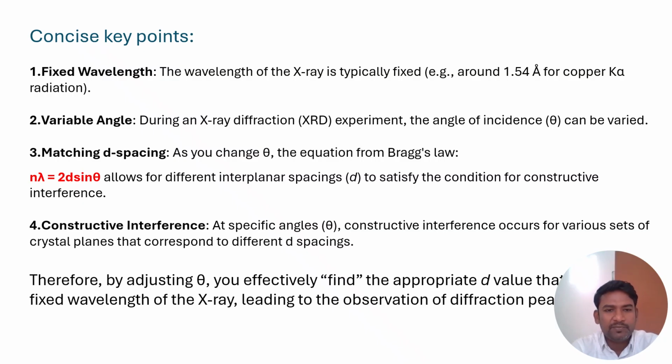And the last key point is constructive interference. At a specific angle, constructive interference occurs for various sets of crystal planes that correspond to different D spacings. Therefore, by adjusting theta, we can effectively find the appropriate d value for the fixed wavelength of X-ray, leading to the observation of diffraction peaks. So with this, I'll wind up the XRD working principle, and in the next class we will discuss how to calculate the HKL.